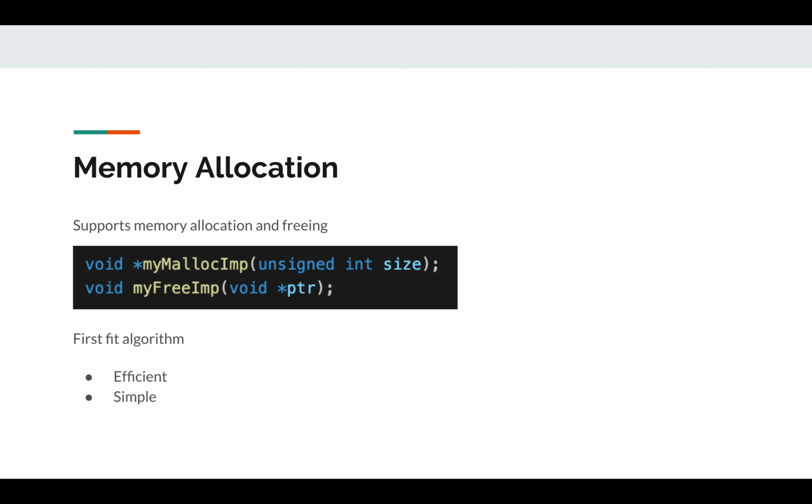For memory allocation, we have two commands that we use, and they're similar to malloc and free in POSIX: mymalloc and myfree. We also use a first fit algorithm for allocating memory. The main reason we use this is that it's one of the rare instances where one of the simplest algorithms is also the most efficient.